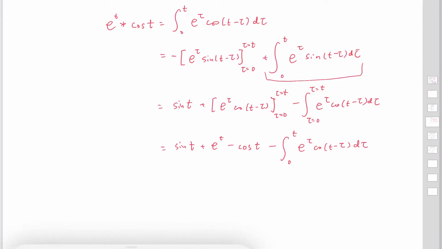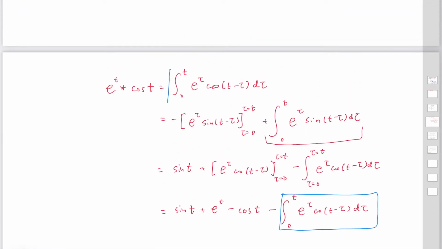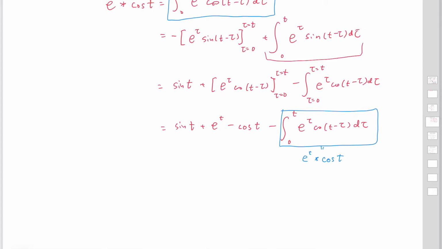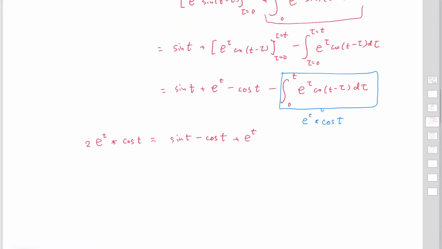Then if you look at this form of the equations, this is exactly equal to this expression. You might find out this should be equal to the convolution. So by moving this term to the left hand side, it becomes exponential convolution cosine t equal sine t minus cosine t plus exponential t. Then finally we obtain the convolution.